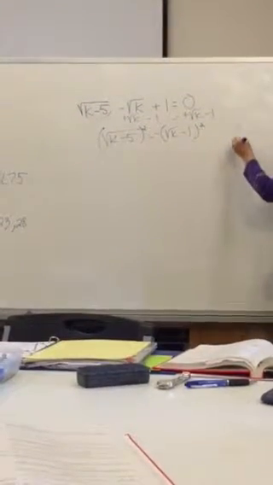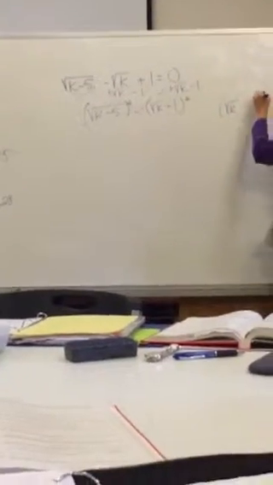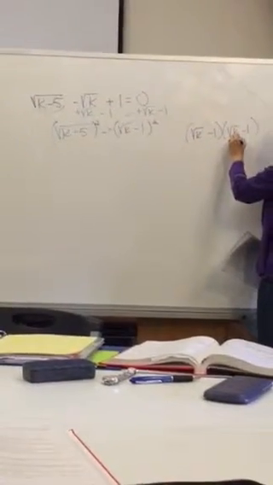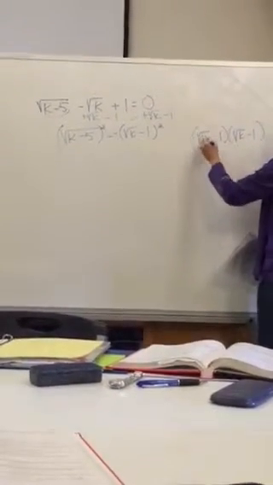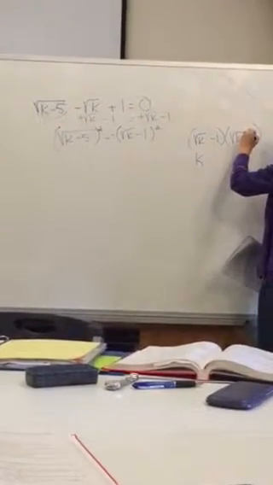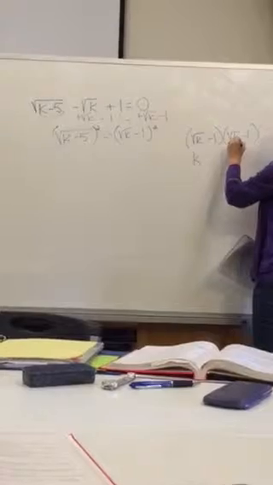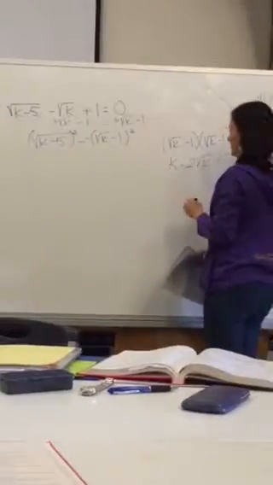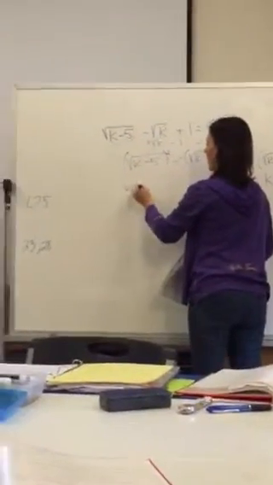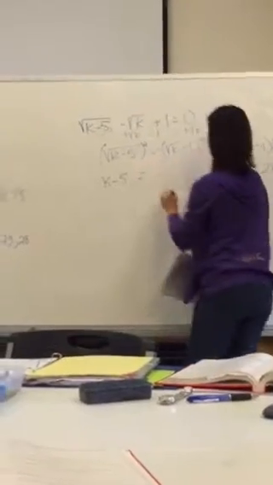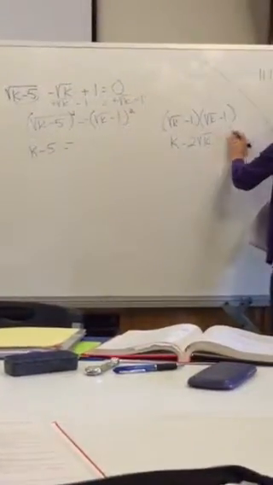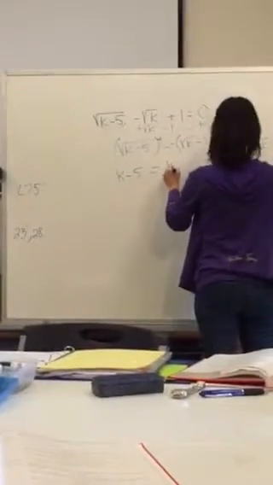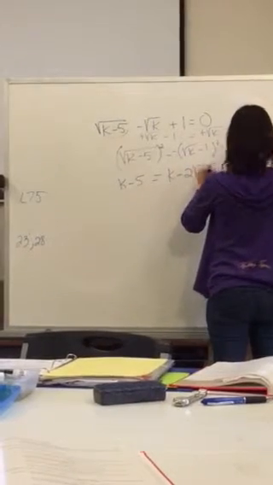Alright, but this squared is the square root of k plus 1 times the square root of k plus 1. Alright, the square root of k times the square root of k is just k. But this is the square root of k times 1, which is the square root of k, plus another one is what? 2 square root of k plus 1. Alright, so we have k minus 5 equals k plus 2 square root of k plus 1.